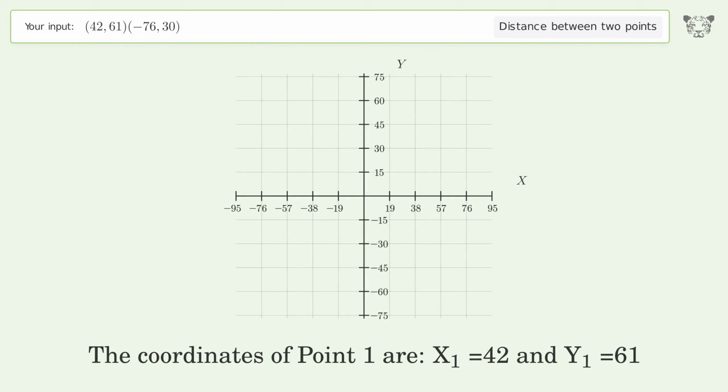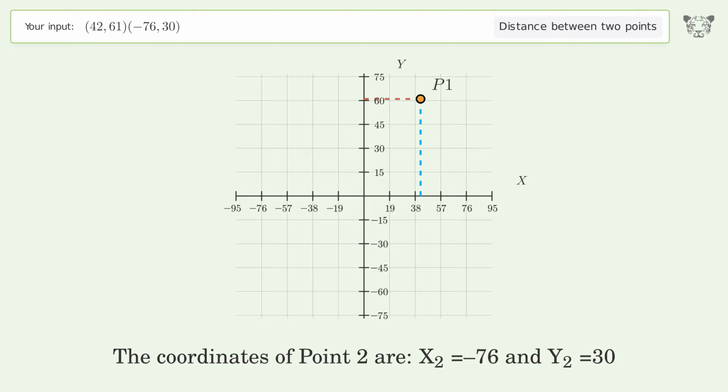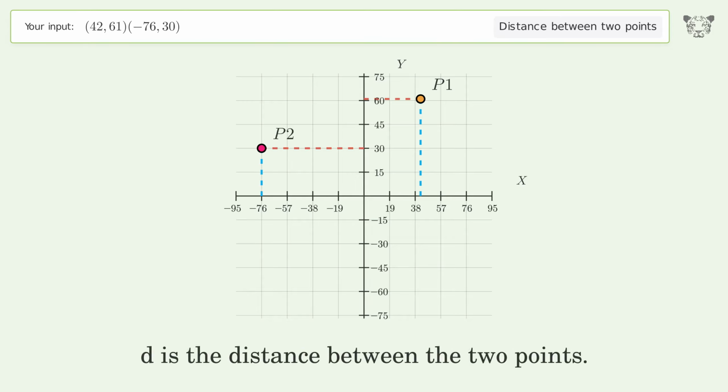The coordinates of point 1 are x1 equals 42 and y1 equals 61. The coordinates of point 2 are x2 equals negative 76 and y2 equals 30. D is the distance between the 2 points.